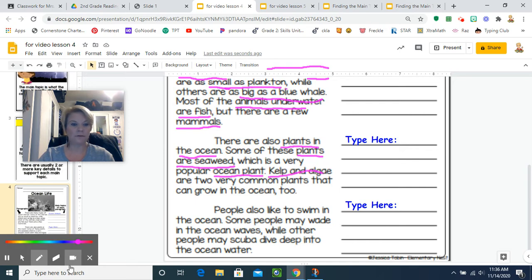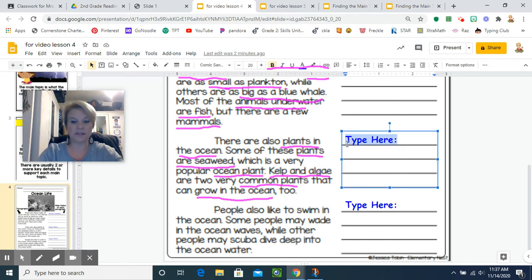Kelp. Goodness gracious! All right, try again, slower this time. Kelp and algae are two very common plants that grow in the ocean. All right, so if you said it was about ocean plants, you are correct. So let's type that as our main topic.